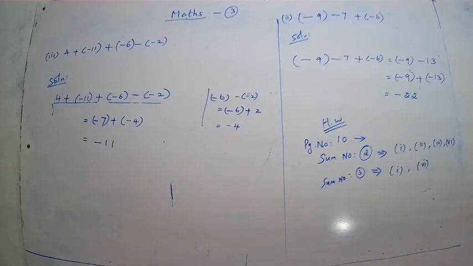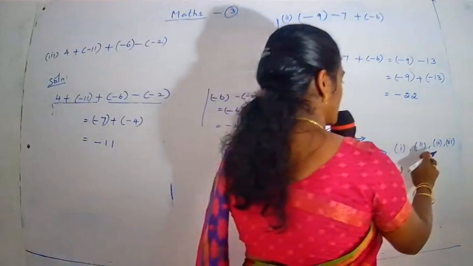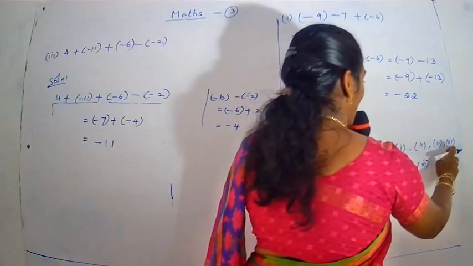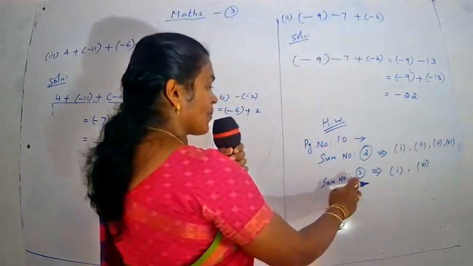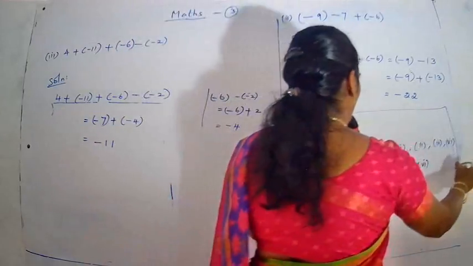Okay children, the homework is very easy. Only subtraction of integers, only those questions I have given. So very easy. Once again, your homework is page number 10. In question number 2, first one, second one, fourth one and sixth one. And question number 3, first one and sixth one. Okay, these are your homework.